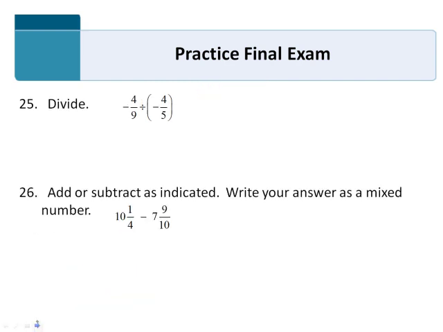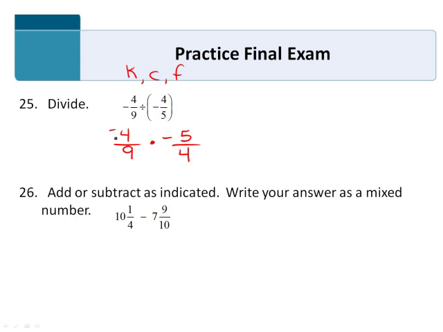Number 25, we are dividing fractions. So this is where we do keep, change, flip, okay? We keep the first fraction, negative 4/9, exactly the same. Change it to multiplication, and we flip the second fraction. So it's going to become negative 5 over 4.